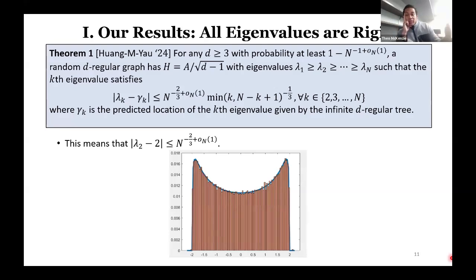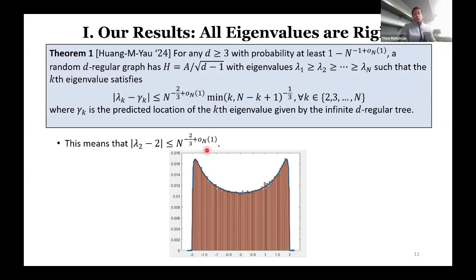Okay, so given that, I'll let you know our results. The first one gives this optimal level of spectral rigidity. First you can see a consequence of our result: we show that the difference between lambda 2 and 2 is, with high probability, n to the minus 2/3 plus little o_n of 1. So this is this optimal rate of fluctuation.